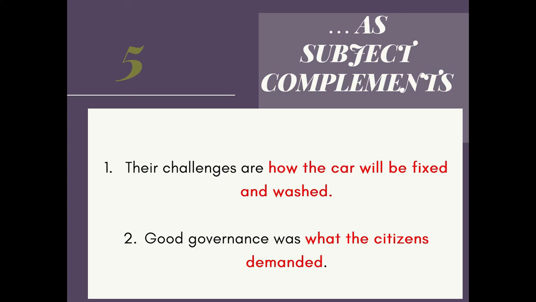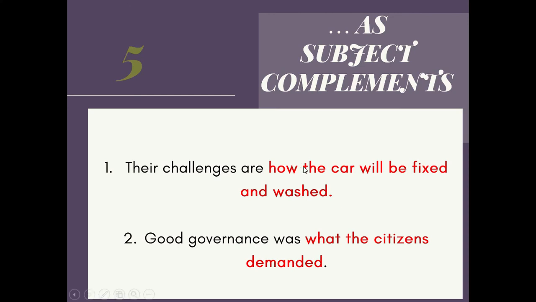to the definition of verbs. How do you define verbs? I'm waiting for you. Just define verb in the comment section when you are watching this video. So I will define verb for you now. A verb is an action word or a linking word. This is because not all verbs are actions. For example, are here is a verb and it's not an action. Jump is a verb, you can jump. Scream is a verb, you can scream. But "are" is a verb, and you cannot perform it. Their challenges are how the car will be fixed and washed.